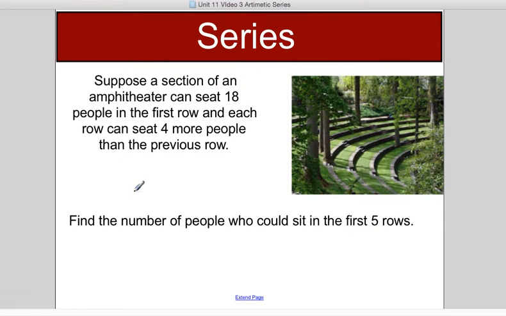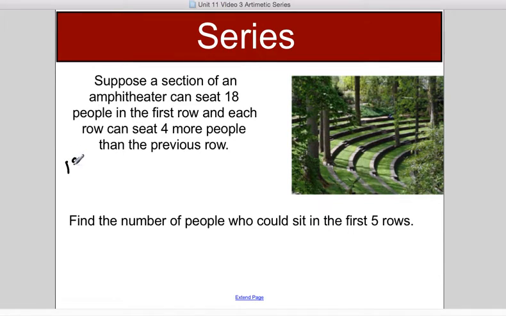So we have an example. Suppose a section of an amphitheater can seat 18 people in the first row, and each row can seat 4 more people than the previous row, okay? Well, this is an arithmetic sequence if we write it out, but if we want to know how many people can fit in the first 5 rows, you'd have to tally all of them together.